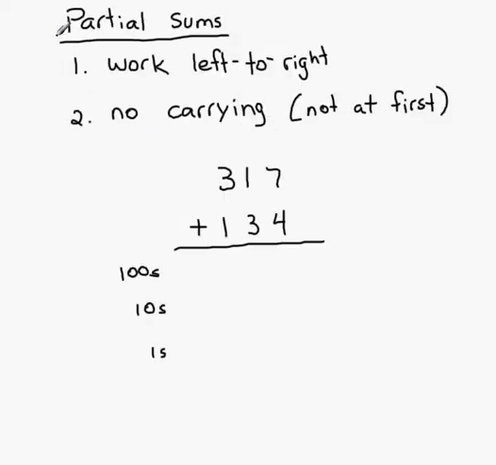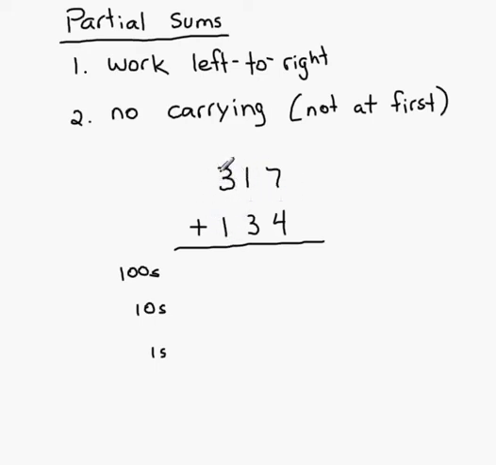Now, partial sums has a couple differences. It works left to right, and that's a little confusing for some people. And there's no carrying, at least not at first, not in the problem itself. You may have to do some carrying down here, but not yet up here. Now, we work left to right. In traditional, we started in the ones column, and we work this way. In partial sums, we're going to start in the hundreds column and work to the right.